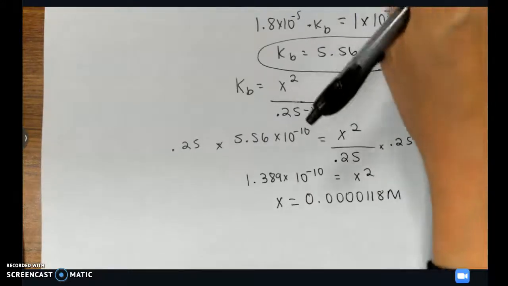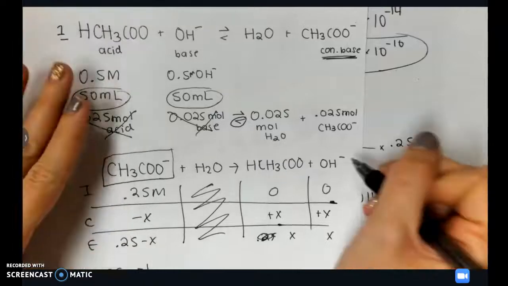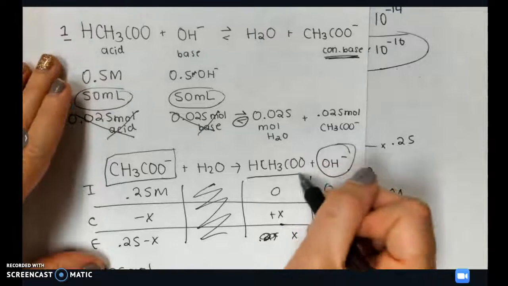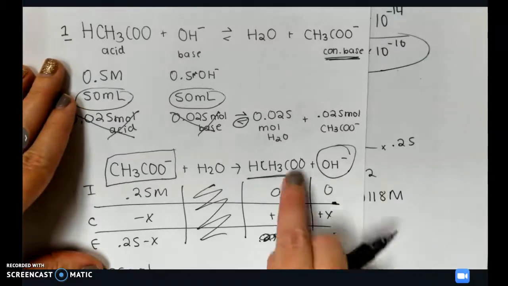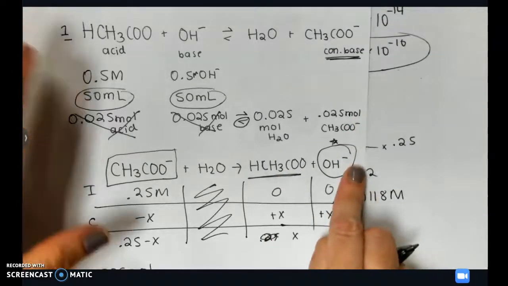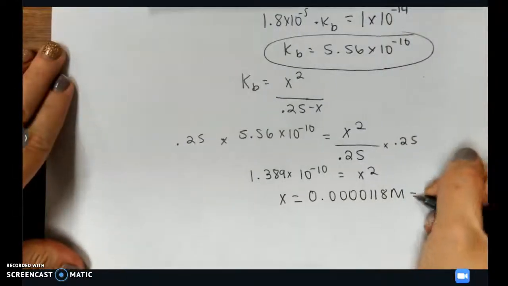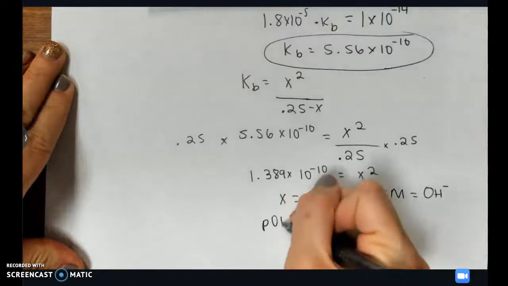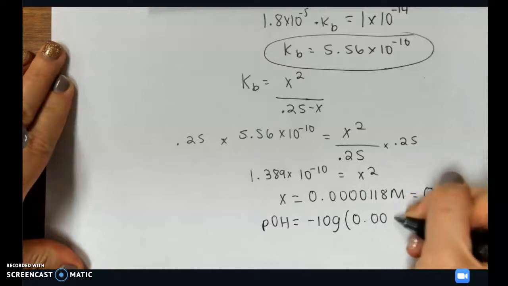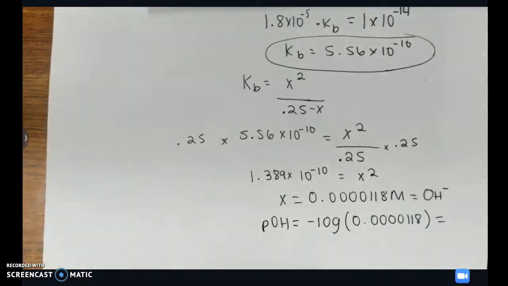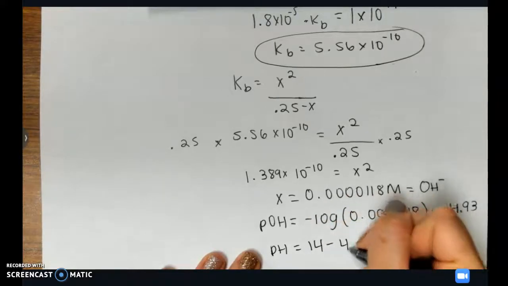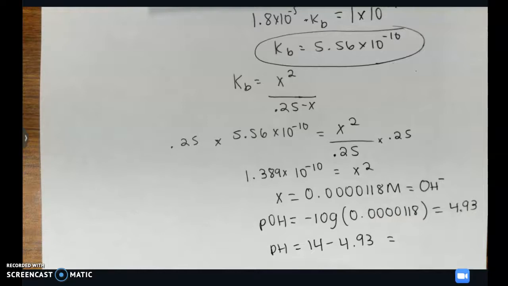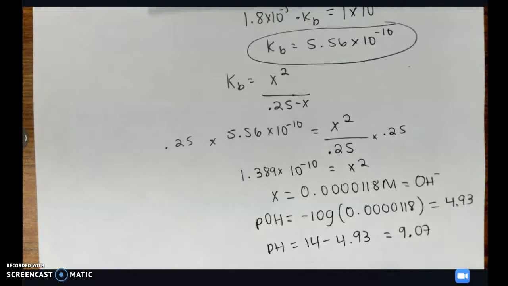Now, let's go back to our ice table. What did x equal? X equals the amount of hydroxide that I form. It also equals the amount of acid. Now, this is not the same thing as H+. So that number isn't useful. This, however, is. I now know what my hydroxide concentration is because it gets to equilibrium. So I can't find pH first, but I can find pOH by taking the negative log of my hydroxide concentration, or my x value. And that is like 4.93. And so pH plus pOH equal 14. So 14 minus 4.93 gives us what? Like 9.07 as our pH value.